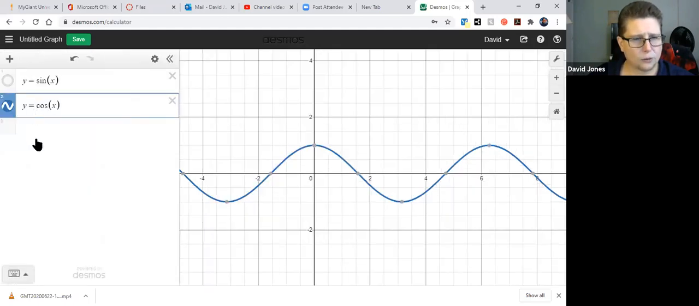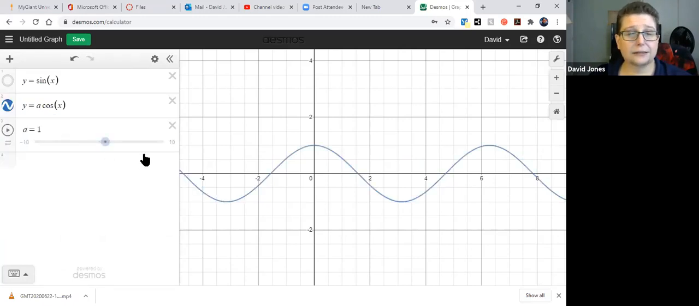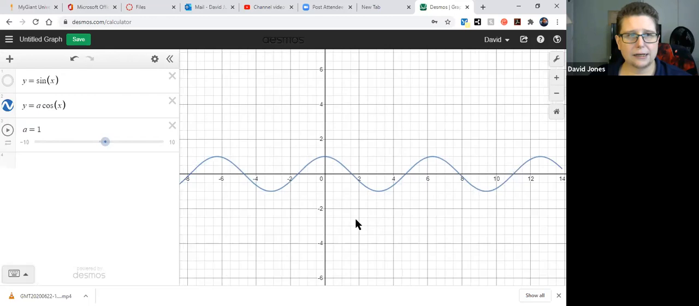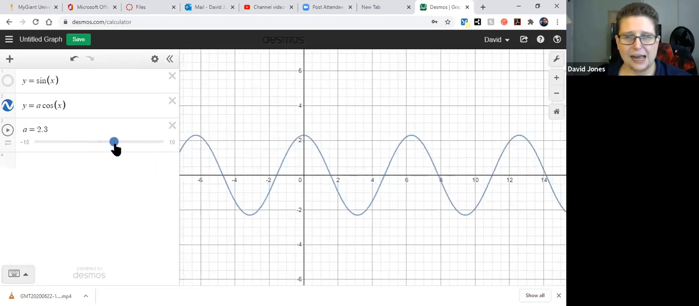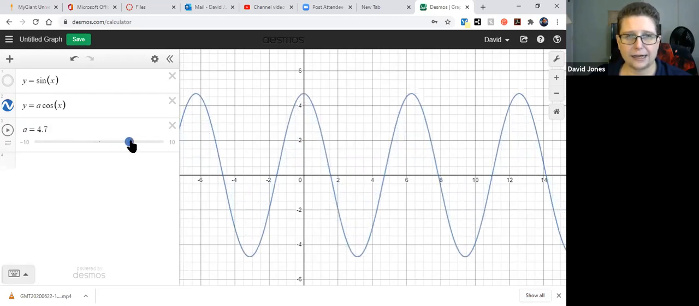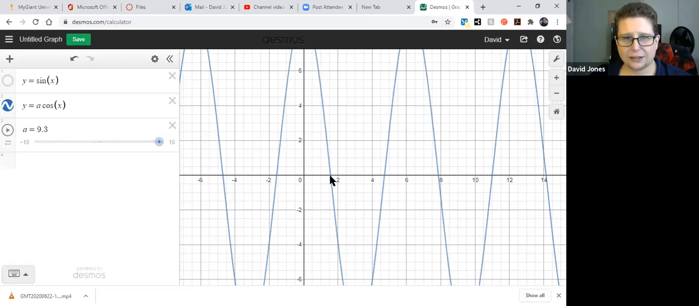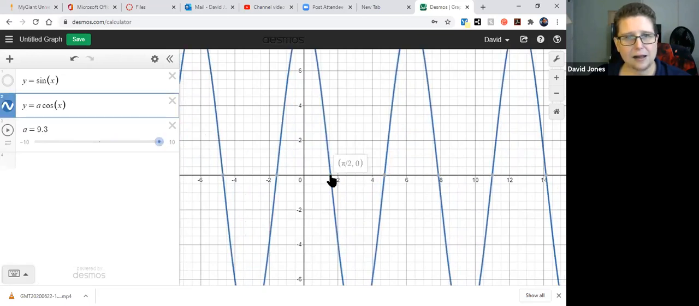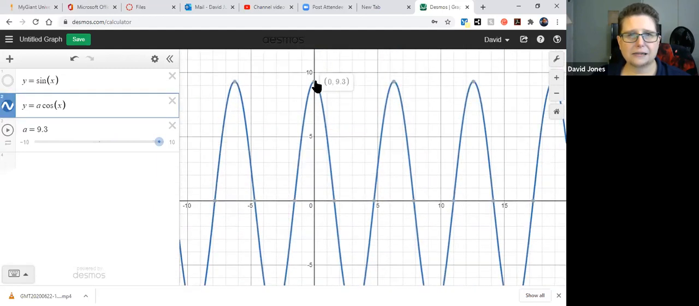So I'm going to say y equals a times cosine x. And I'm going to add a slider for it. Zoom out a little bit. And as a gets larger, the graph gets taller. It stretches it out vertically, makes it really tall. The zeros are still in the same spot. Pi over 2, 3 pi over 2, 5 pi over 2. The zeros are in the same spot, but the amplitude, the peak, is at a.